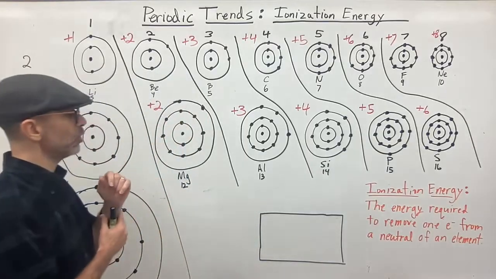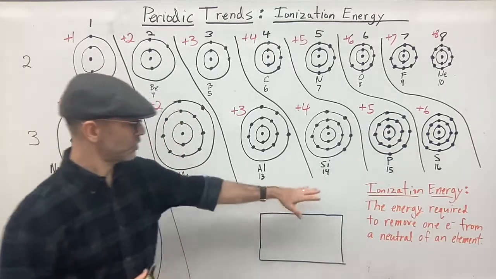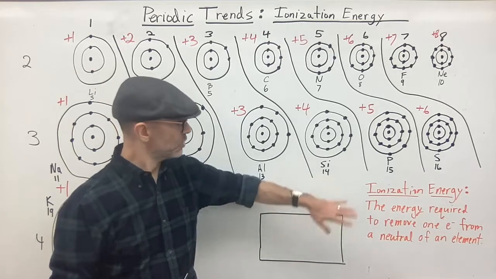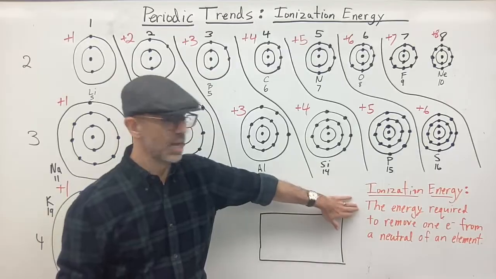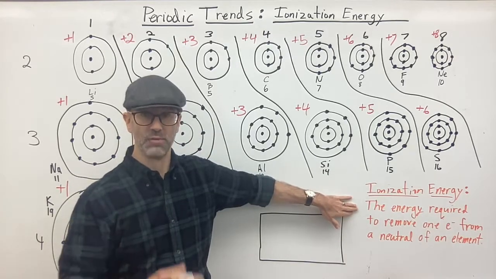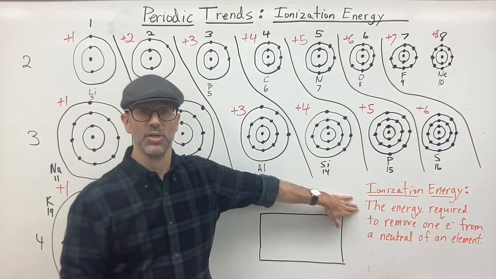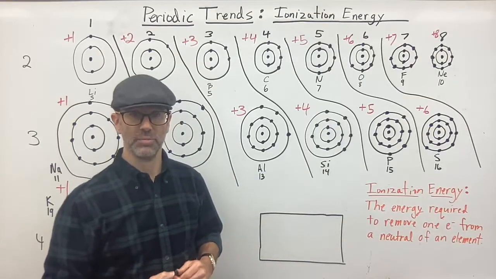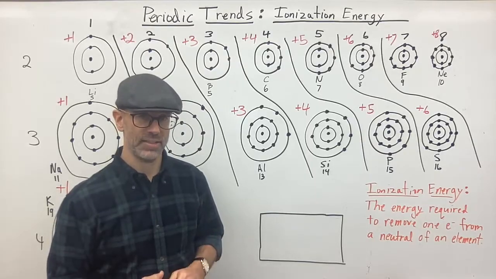So when we're looking at ionization energy, we have to understand what ionization energy is. Ionization energy is the energy required to remove one electron from a neutral atom. So we're removing the first electron from a neutral atom. How much energy does that take?